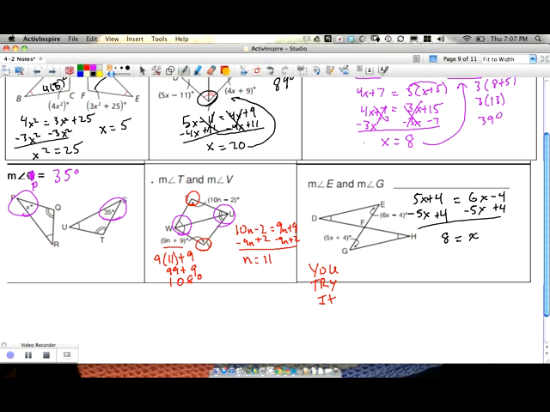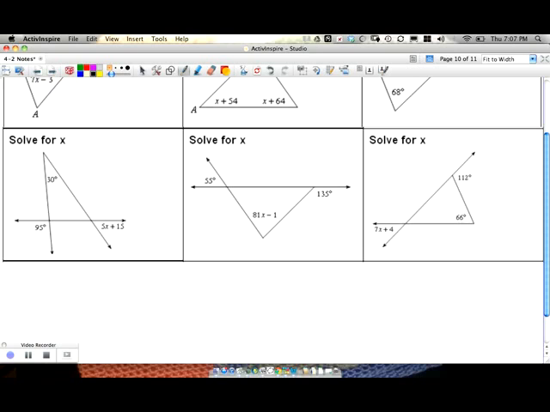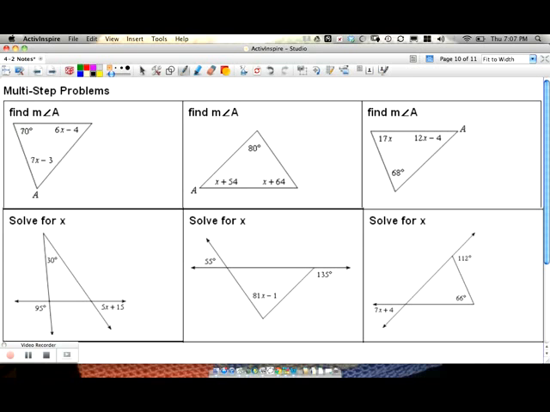Alright, let's jump to the multi-step problems now that we kind of understand this 180 and matching pieces and all that kind of stuff. So this first one says find measure of angle A, which is this one here. But in order to do that, I got to set up these equations in a way that helps me work backwards to get that angle. So let's start with what I know. I see three angles. They're on the inside. I know that the three angles add up to 180. So that means that 70 plus 6x minus 4 plus 7x minus 3 equals 180.